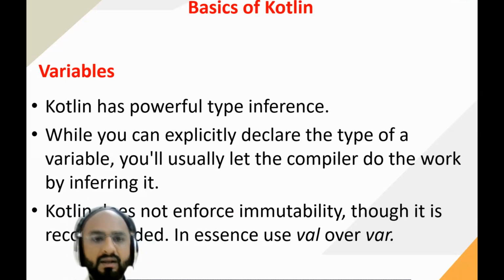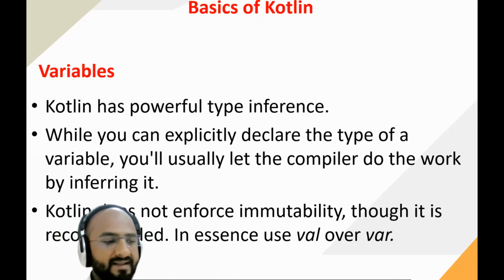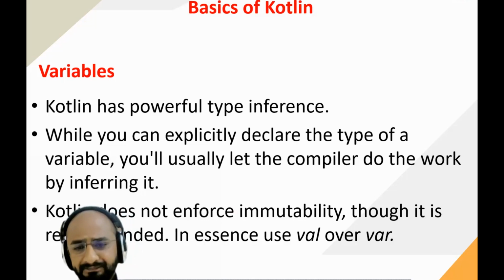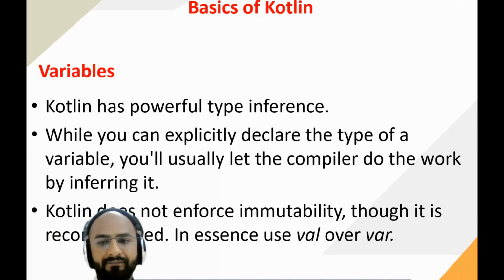So what is a variable? A variable is a kind of name, a symbolic name of memory allocation. If you are creating a variable, memory is allocated to that particular variable, and in that memory the value will be stored. So a variable is a symbolic name of memory allocation, which is used to store data or value. But in Kotlin, we can create a variable by using two keywords, val and var. Keep this point in your mind.